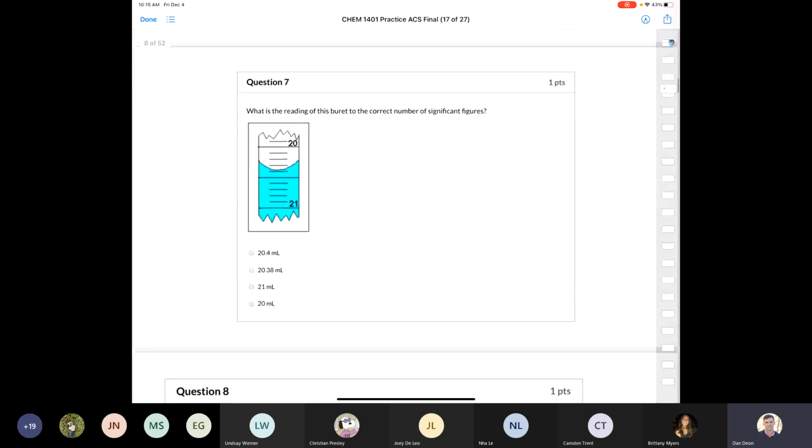All right, well, next question says, what is the reading of this burette to the correct number of sig figs? I looked at this question last night. I was like, why did they leave that in there? She should have said, what's the correct reading? They told you it's a burette, but anyhow, I'll give you a second to think about it. If you look in the chat, I just posted the handout for the final exam.